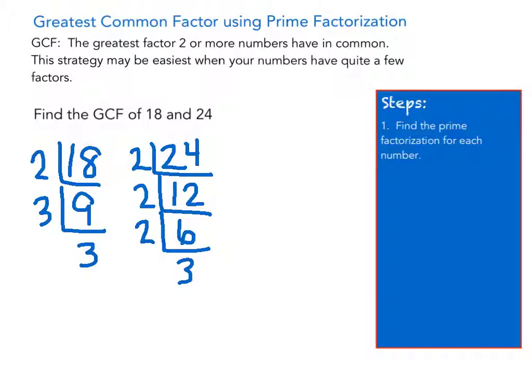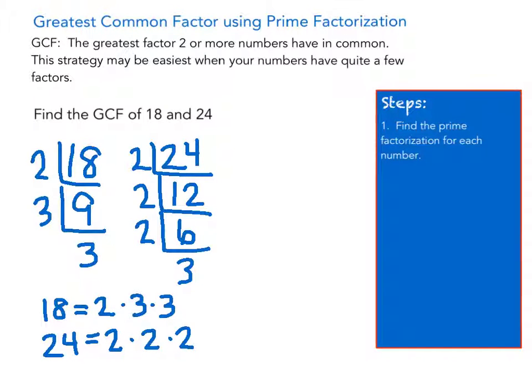Let's list the prime factorizations for each number. 18 is equal to 2 times 3 times 3. 24 is equal to 2 times 2 times 2 times 3. From here, we're ready to find the greatest common factor.